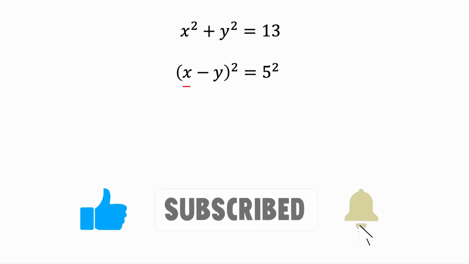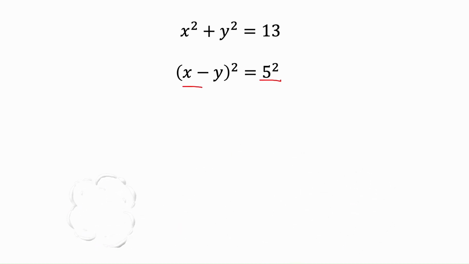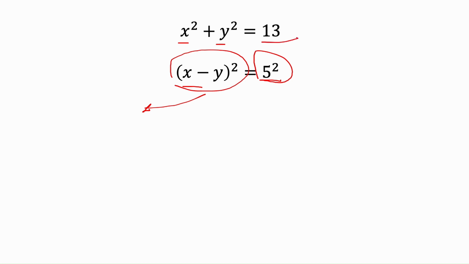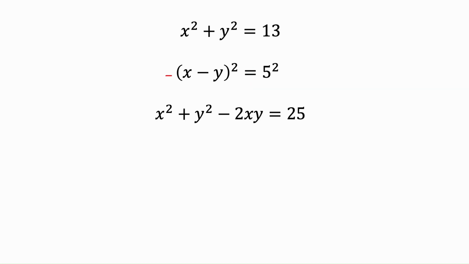Since x minus y equals 5, then (x minus y) squared is going to be 5 squared. By this, we will make x squared and y squared on the left side. We know x squared plus y squared equals 13, so it's going to make our problem much simpler. We write (x minus y) squared as x squared plus y squared minus 2xy equals 5 squared, which is 25.